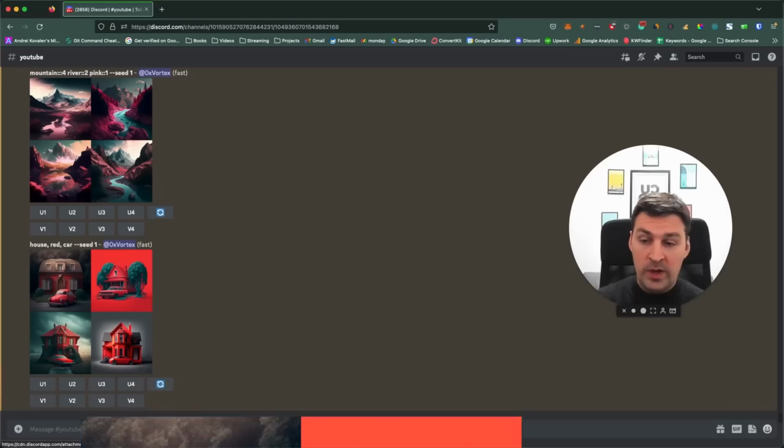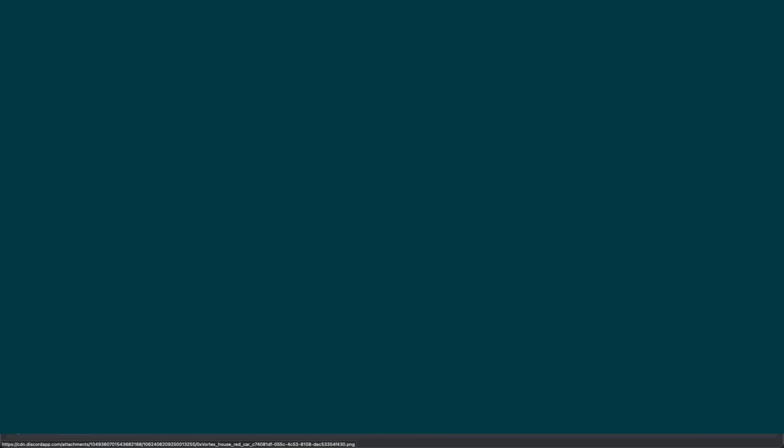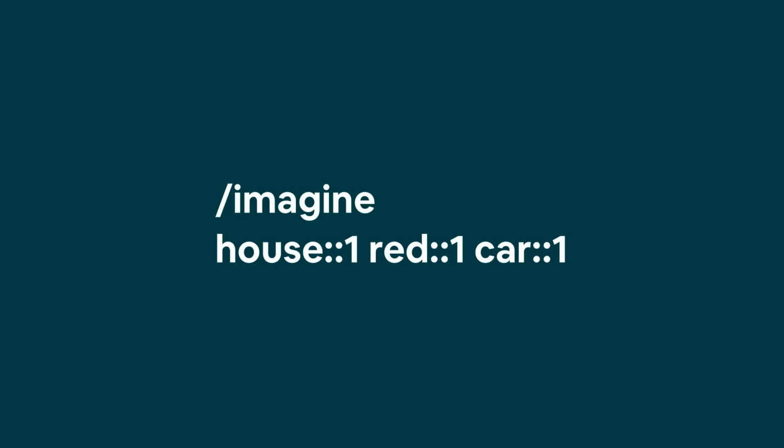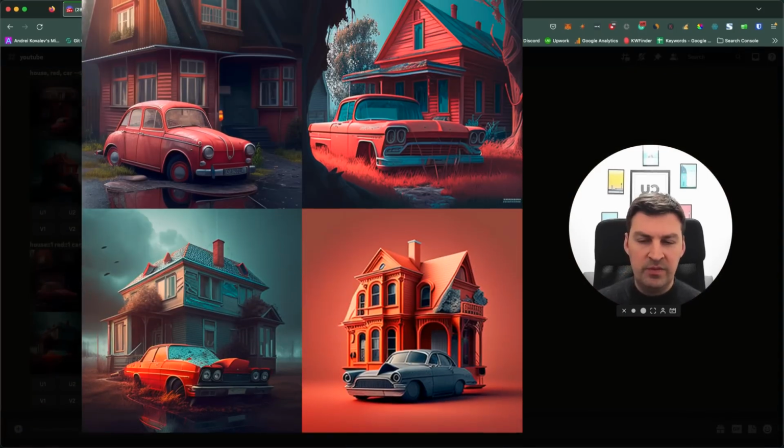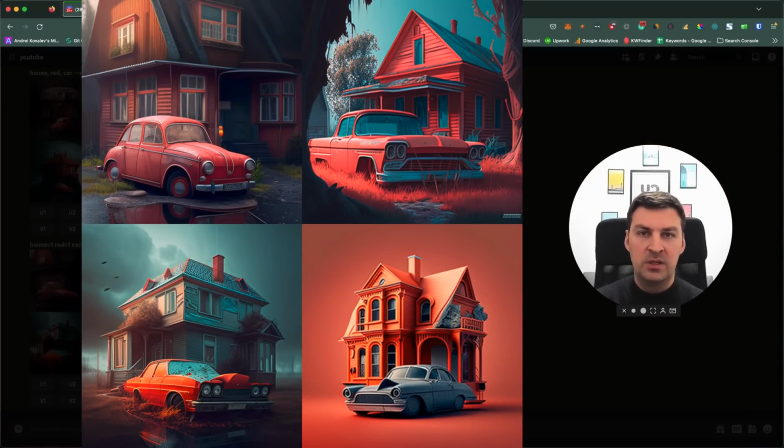What happens if we add weightings instead? Let's go and say imagine house and give that a weighting of 1, red a weighting of 1, and car a weighting of 1. Seed 1. Let's have a look. Okay, and so even though we used almost the exact same prompt, and the only thing that we changed was that we didn't separate these keywords with commas, but we've added weightings on each one of them, we've gotten considerably more creative results. Now the one at the bottom right is fairly close still to the other ones, but the other 3 ones here that we have, obviously this is a lot more creative. This gives you a lot more ideas to work with, and that's exactly what you want to get, or maybe not. It depends on what you're trying to achieve.